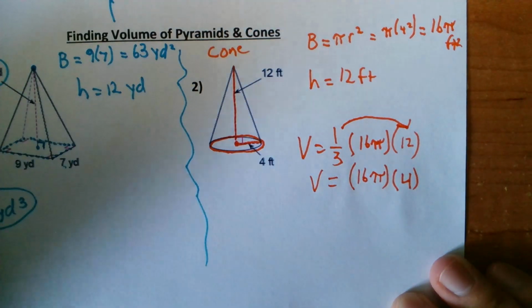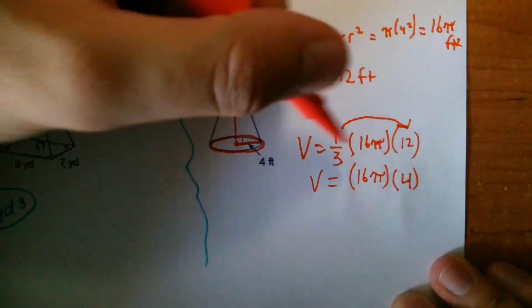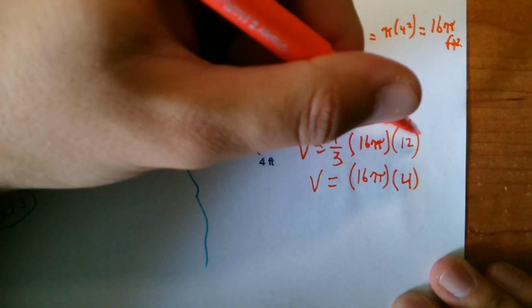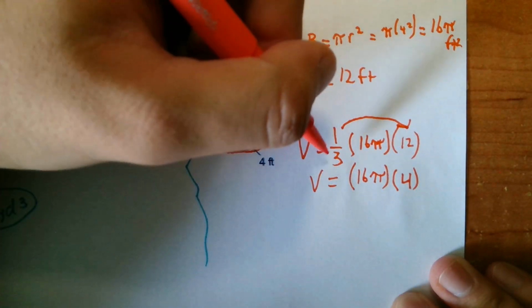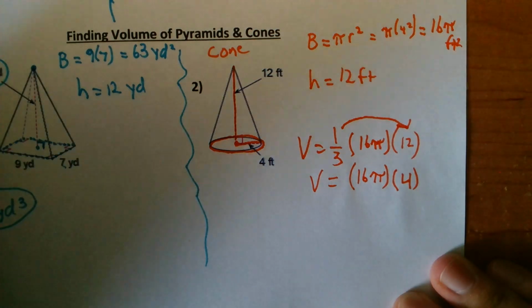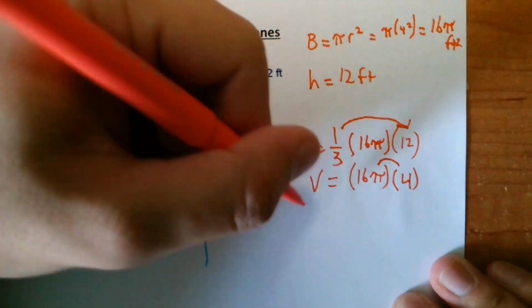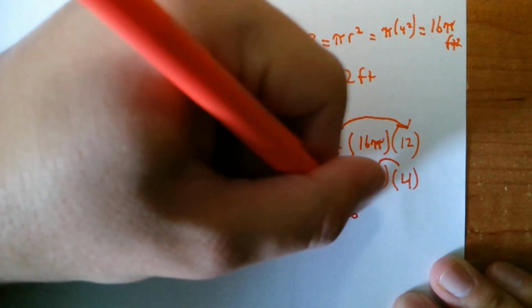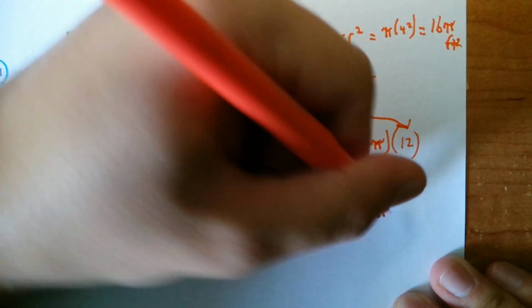And now the 1/3 is gone. So if you'd rather do that when you notice numbers that you know are divisible by 3, go for it. It can often make the problem a little bit simpler. Now all I have to do is multiply here, 16 pi times 4. 16 times 4 gives me 64 times pi.